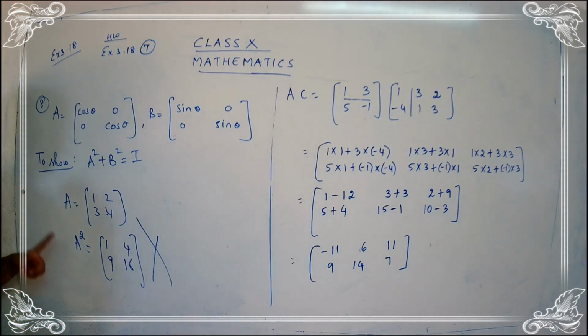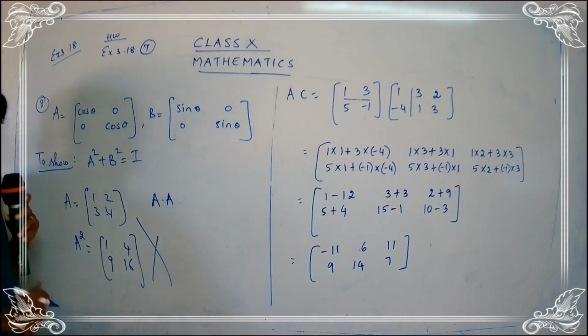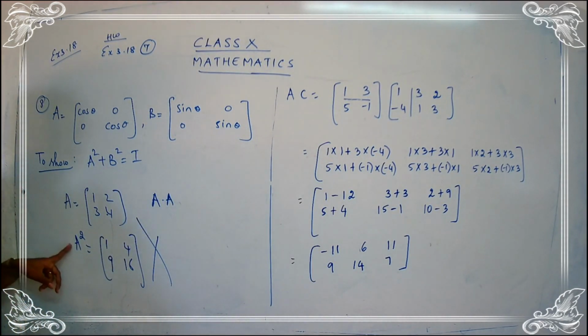Getting my point? How to find A square? To find A square, you have to multiply A with A. A square means the power of A is 2. That means you are going to write A 2 times. Do not do the square directly. If you do the square directly, everything is totally wrong. We don't have such a method.